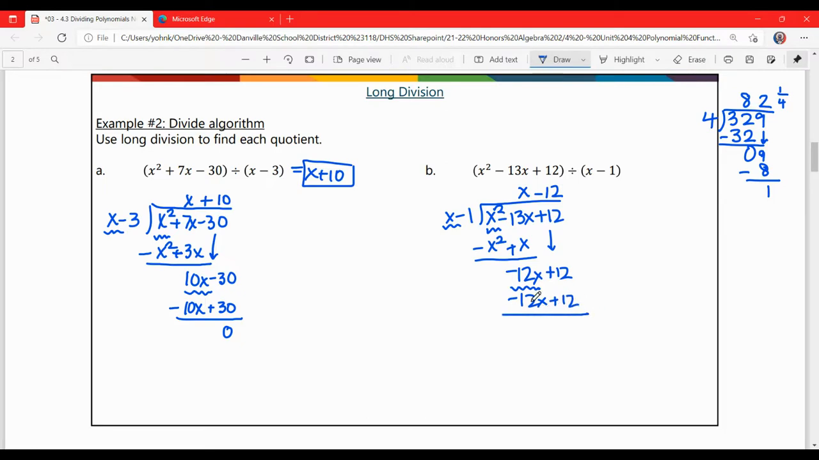And you draw your line, and you change your signs. So this now becomes a minus. And then you add, and you add, and you get 0. So the answer is x minus 12. Again, if you multiplied the x minus 1 and the x minus 12, you should get the trinomial back again.